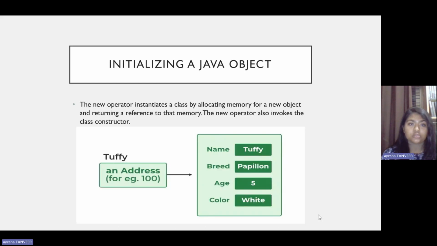Initializing a Java object. The new operator initializes a class by allocating memory for a new object and returning a reference to that memory. The new operator also invokes the class constructor. So Tuffy is an address, for example 100. So the name, the breed, the age, and the color. For this dog, the name is Tuffy, the breed is a Pomeranian, the age is 5, and the color is white.